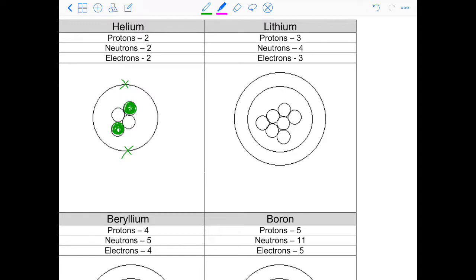So lithium, I'm going to shade them in highlighter so that it goes faster. We have 3 protons, so 3 of these circles will need to be shaded in. I have 4 neutrons, 1, 2, 3, 4, and I'll have 3 electrons. So 1, 2, and remember the first energy level can only hold 2 electrons, so the third one will need to go in the second energy level. If you've drawn it so that you only have 1 in the first one and 2 in the second energy level, that would be incorrect. We fill them up from the inside out.